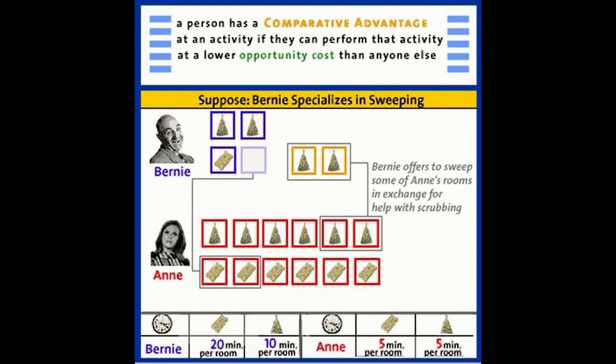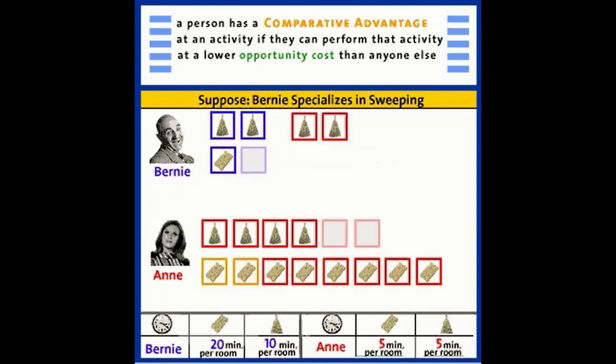So now Ann is sweeping 4 rooms, plus she's getting 2 rooms worth of sweeping services from Bernie, and that allows her time to scrub a total of 8 rooms. She can now give one of those scrubbed rooms to Bernie, that is, scrub one of his rooms, and he's just as well off as he was before. Now with this help from Ann, Bernie has 2 rooms scrubbed and 2 rooms swept. He's also sweeping 2 rooms from Ann, so she can scrub 2 additional rooms.